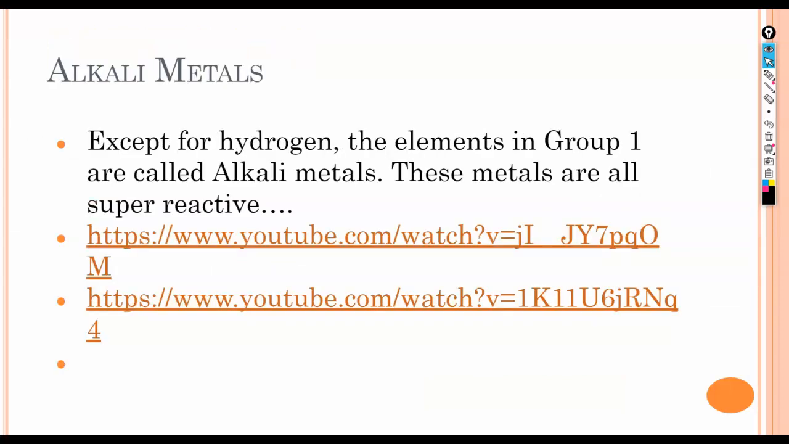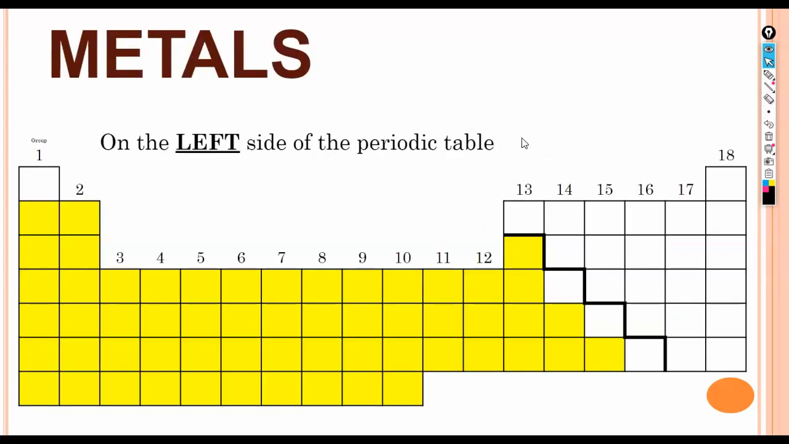Okay, so before we move on, I do want to tell you about a certain type of metal. Besides hydrogen, the elements in group 1 are called alkali metals. Just to go back for a second, when I say group 1, of course what I'm talking about is this group over here. And so these right here that I'm drawing the box around are called alkali metals.